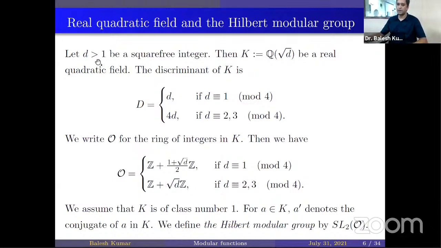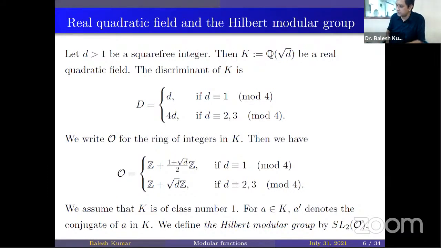So here d, small d, is a square-free integer, and then we form a real quadratic field. The discriminant we will denote by capital D, which is small d if d is 1 mod 4, and in the other case it is 4 times d. And the ring of integers of this K is denoted by O. For simplicity, we will also assume that this real quadratic field is of class number 1. And here, for an element a inside the real quadratic field, we denote by a dash the conjugate of a inside the real quadratic field.